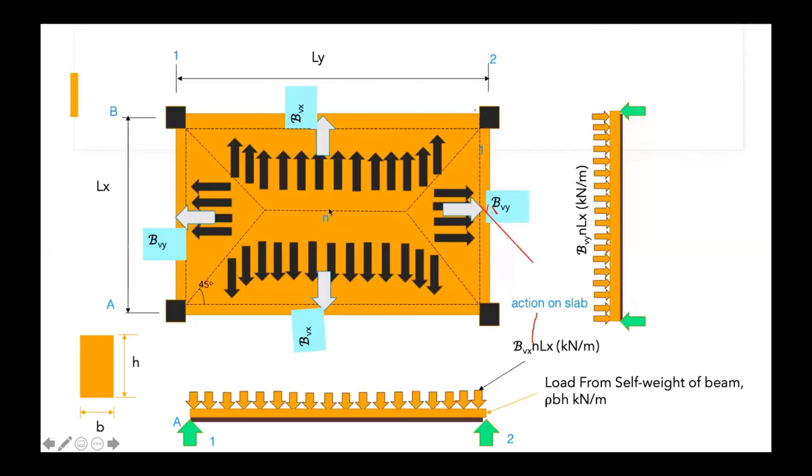So N, GK and QK from the slab will be multiplied with BVX. Therefore, we get this. While at this AB, for both AB1 and AB2, we have the same value of load or action. So it is BVY times NLX and its own self weight. So we have two types of action here. Okay, any question? No. Okay.